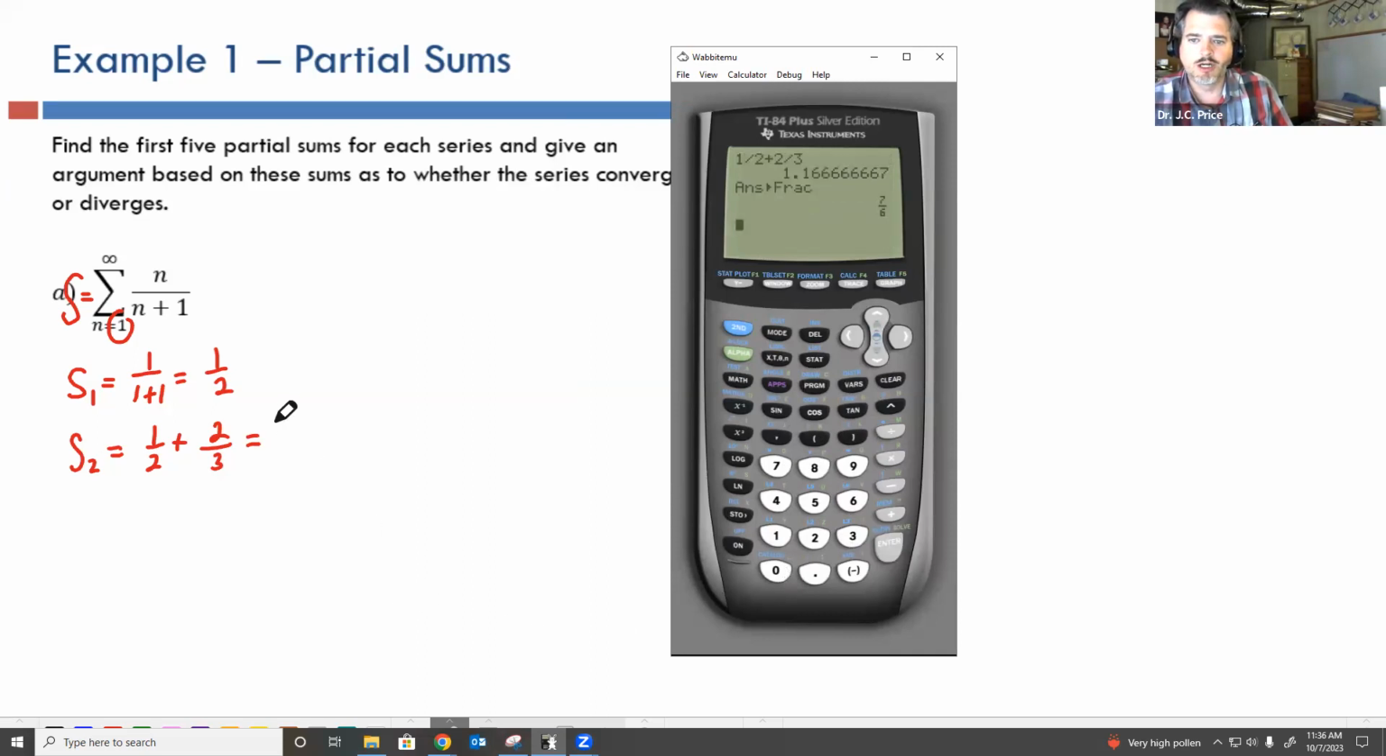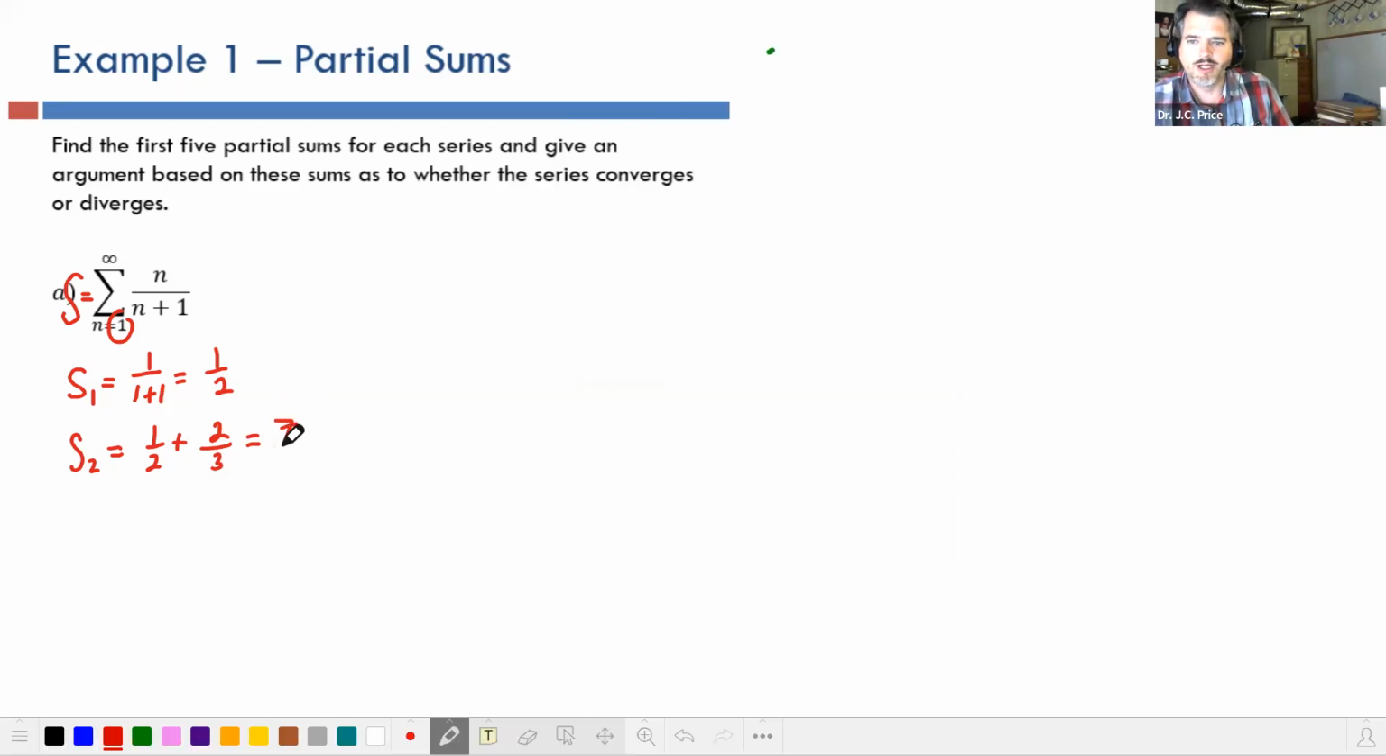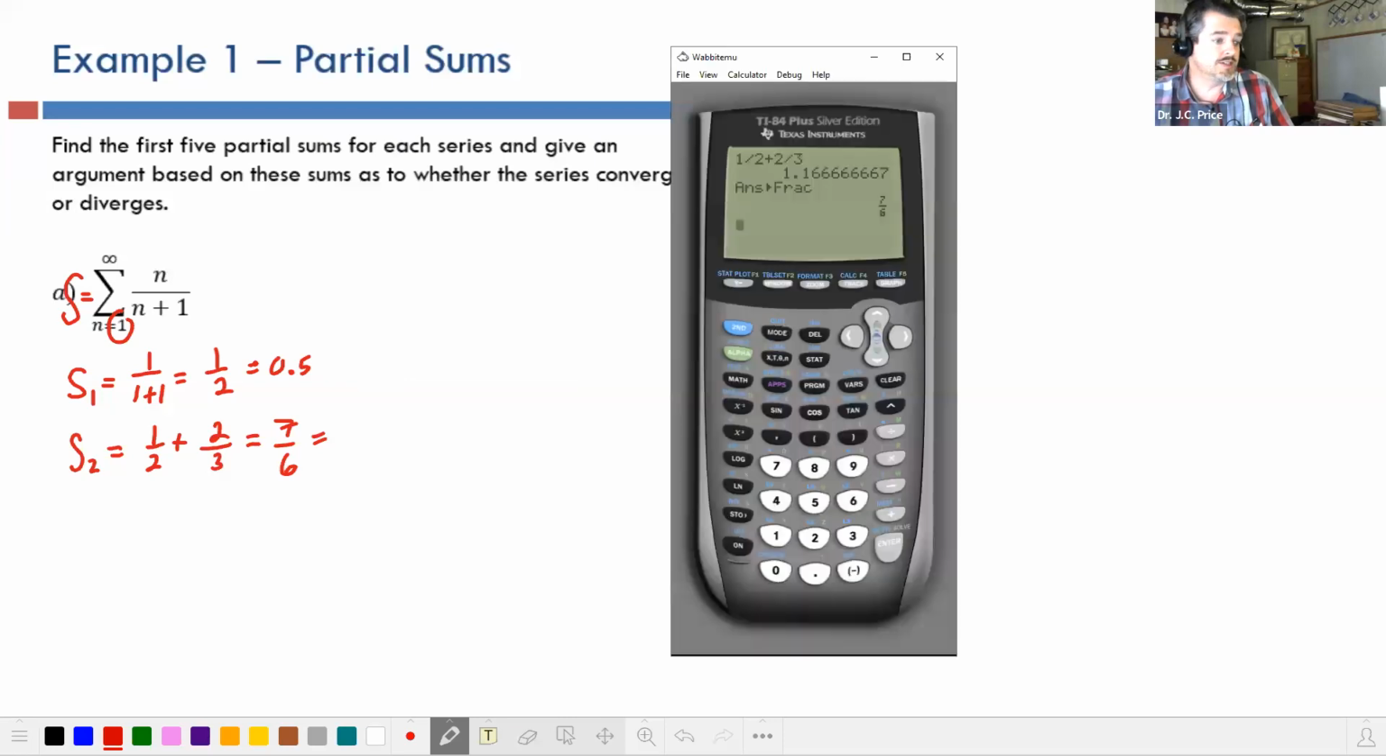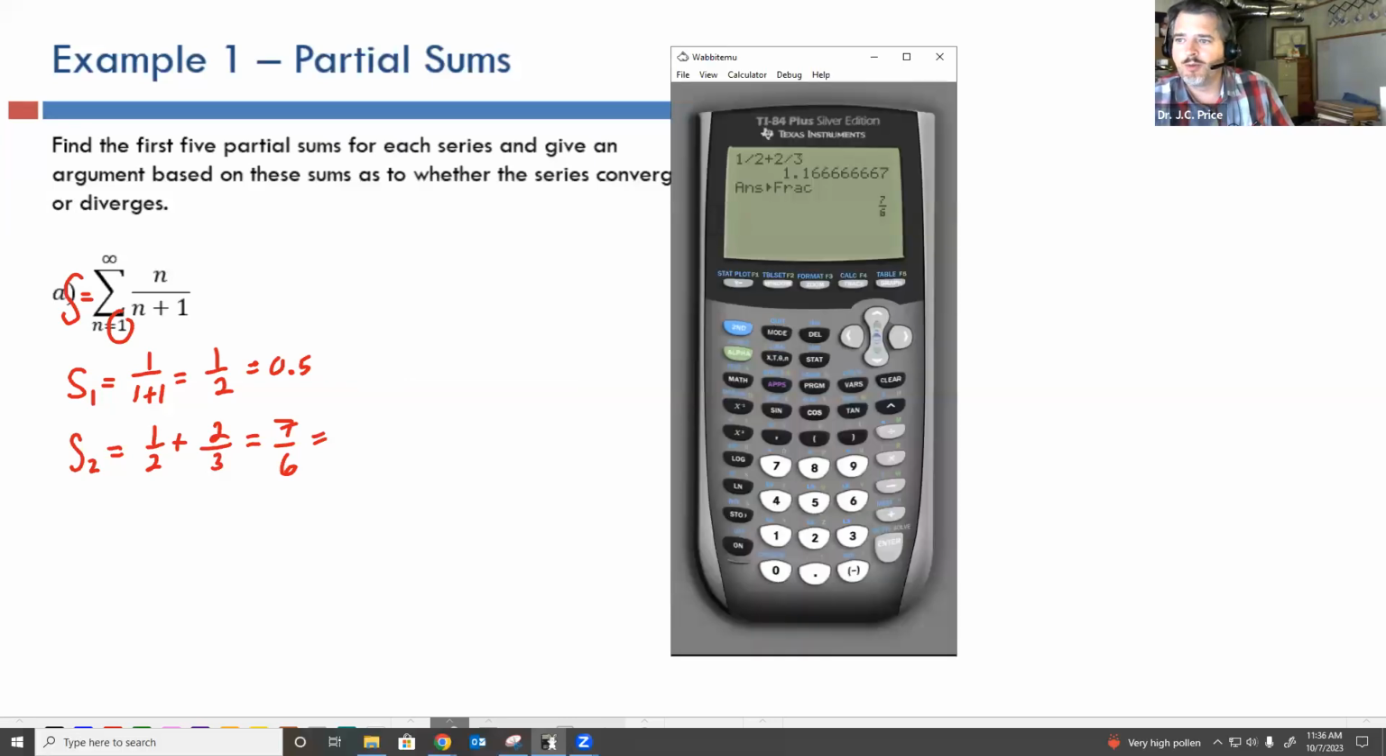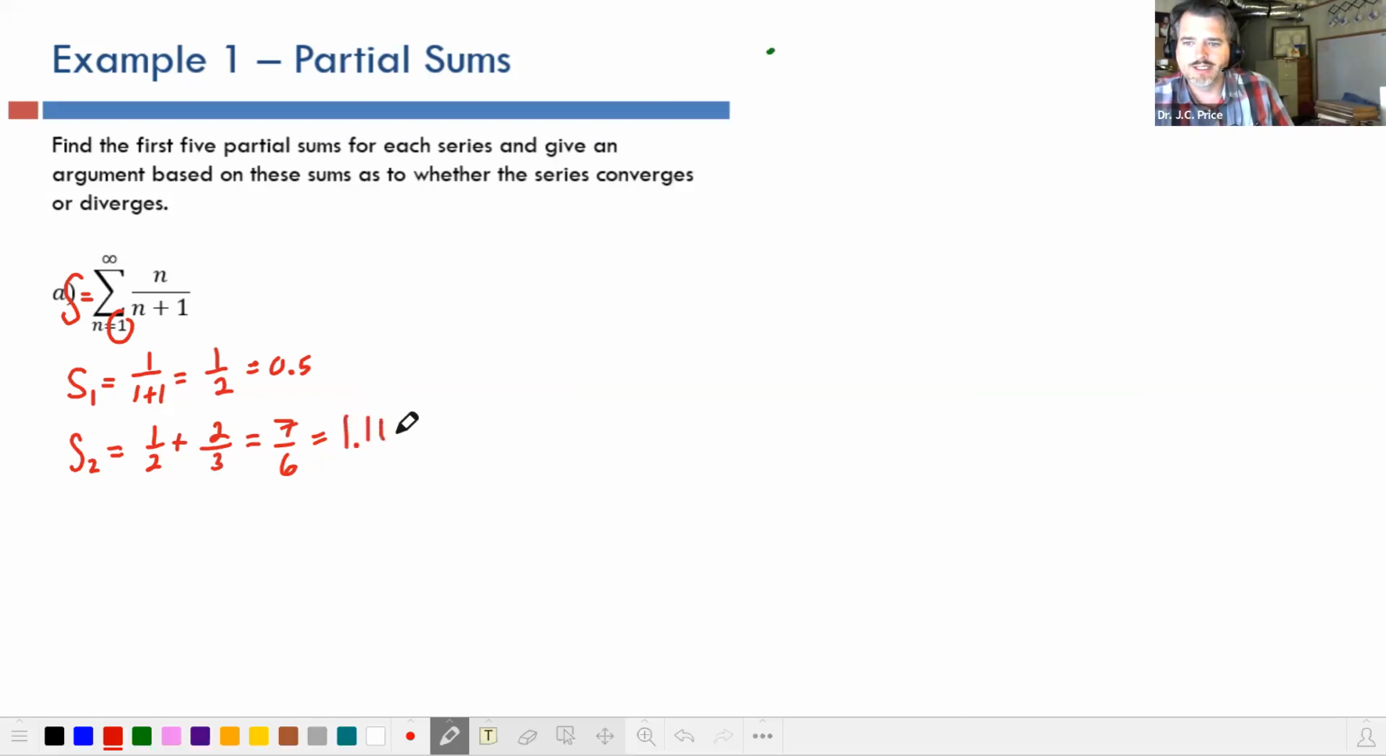You need to show your work, but then you can use your calculator to give you this number. Sometimes it's nice to give the decimal form too. So this was 0.5, because at the end, remember, we have to create an argument to see what these are actually equal to, to see if this thing converges or not. And this one was 1.16 repeating. For repeating, you just put a bar over the top of it.